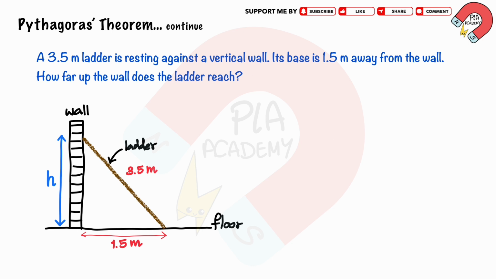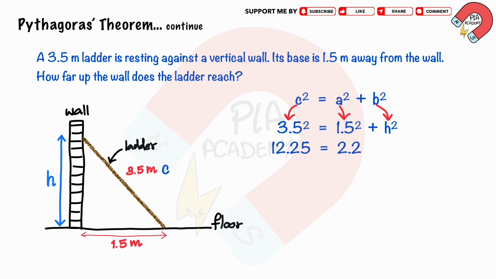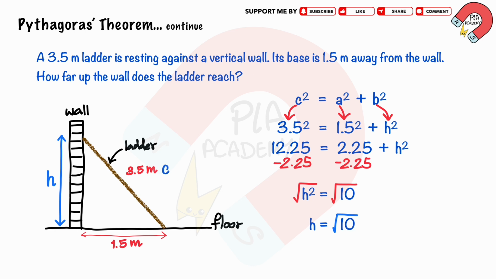The ladder is the longest side, c. Apply Pythagoras' theorem. c squared equals a squared plus b squared. Substitute the values 3.5 meters for c, 1.5 meters for a, and h for b. So 12.25 equals 2.25 plus h squared. Subtract 2.25 from both sides, so h squared equals 10. Take the square root of both sides, so h equals square root 10. So height h is 3.16 meters, rounded to 3 significant figures.